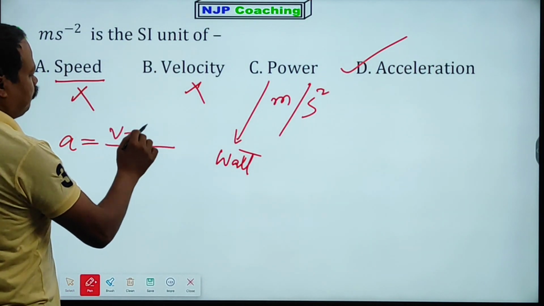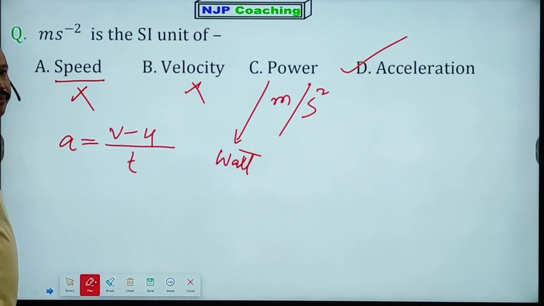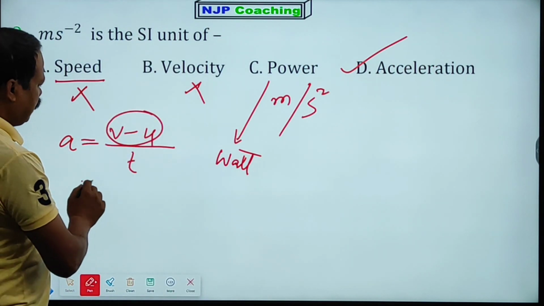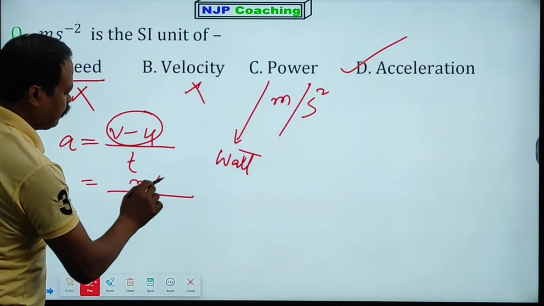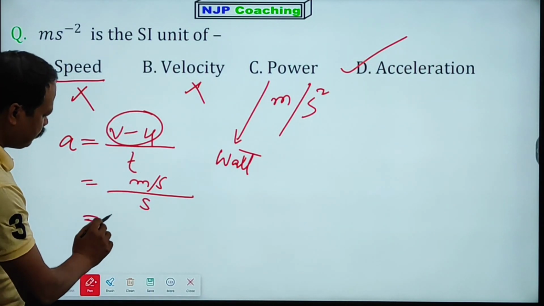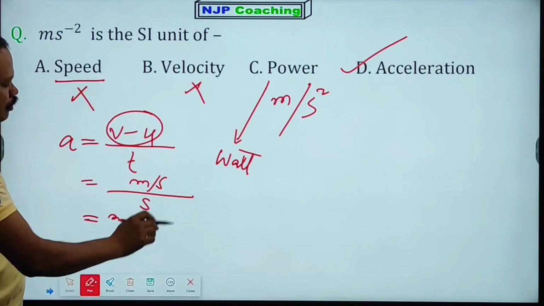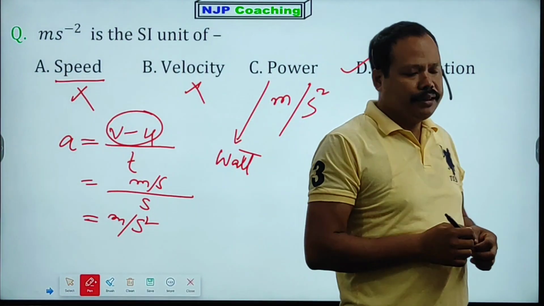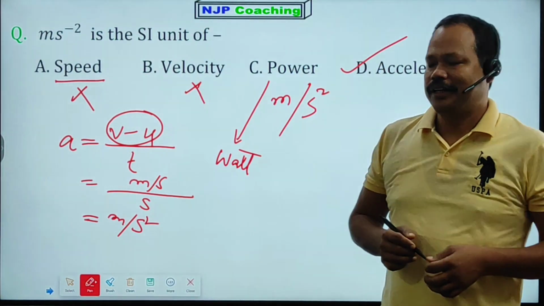Acceleration is change in velocity by time. And velocity, change in velocity, this unit is meter per second. And time again second. So, meter per second square. Unit of acceleration is meter per second square.